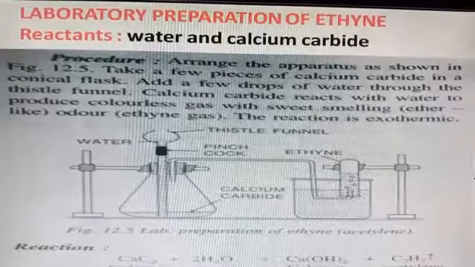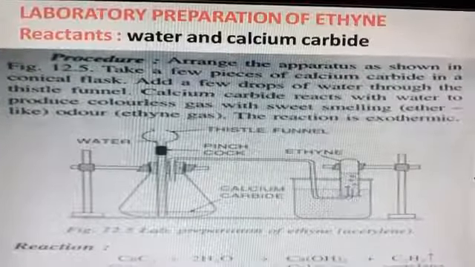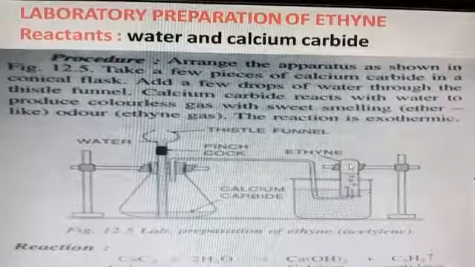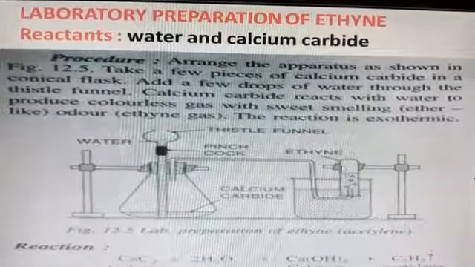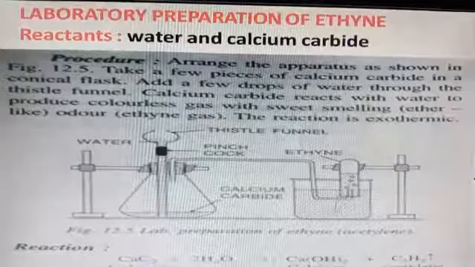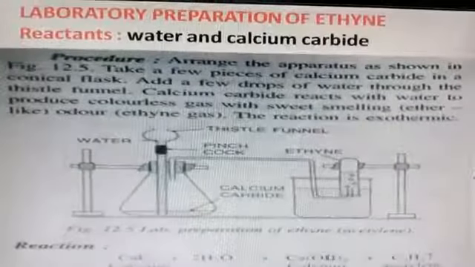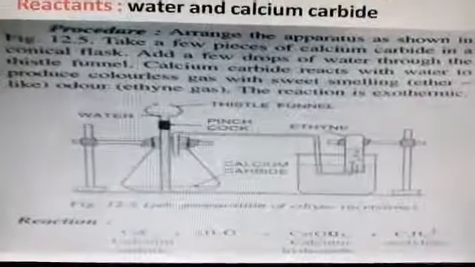In the trough water there is an inverted gas jar, and the upper portion of the inverted gas jar will be occupied by ethane gas by the downward displacement of water. You can see the reaction here. The reaction can be shown like this.